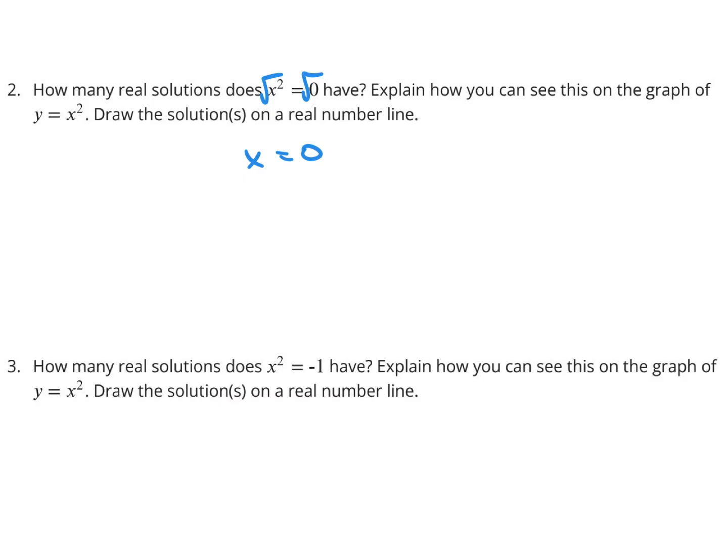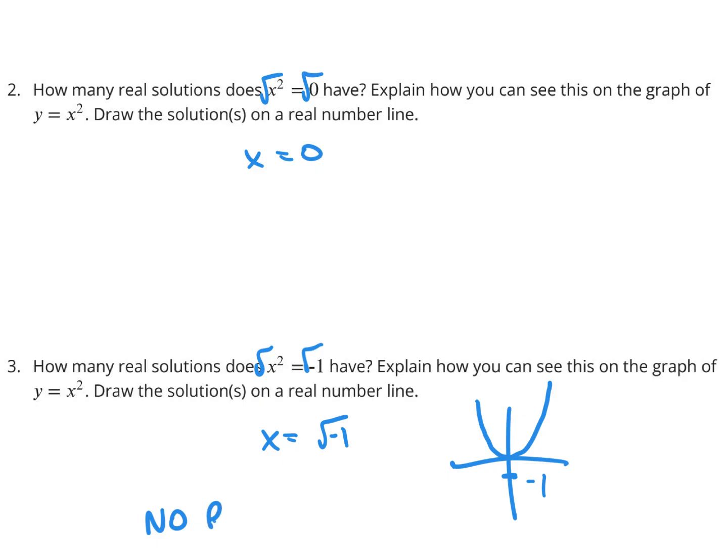And now, how many real solutions does x squared equals -1 have? Well, when we take the square root of that, x is equal to the square root of -1. There are no real solutions because if you draw a parabola at y equals x squared and you're at -1, it does not touch the graph. So there are no real solutions. This is why there are no real solutions.